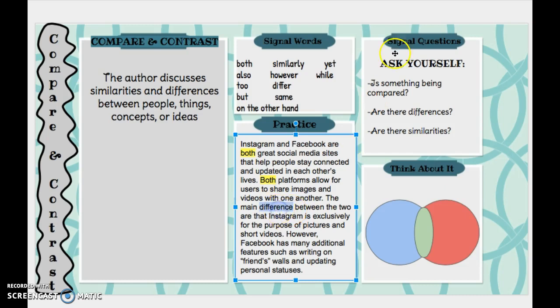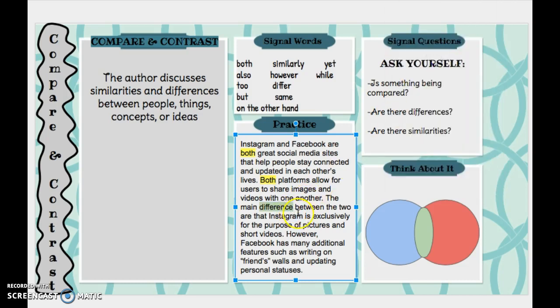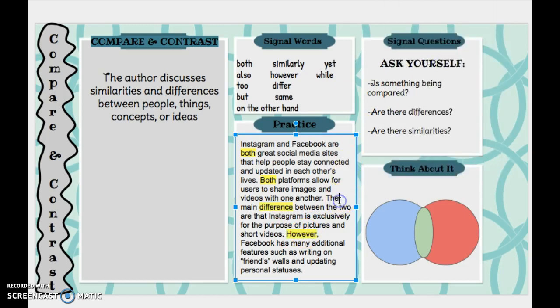I see "difference." That's a really big indicator. "The two exclusively for the purpose of pictures and short videos." However, that's going to be another signal word, so I'm going to highlight that. And I think I've caught them all.